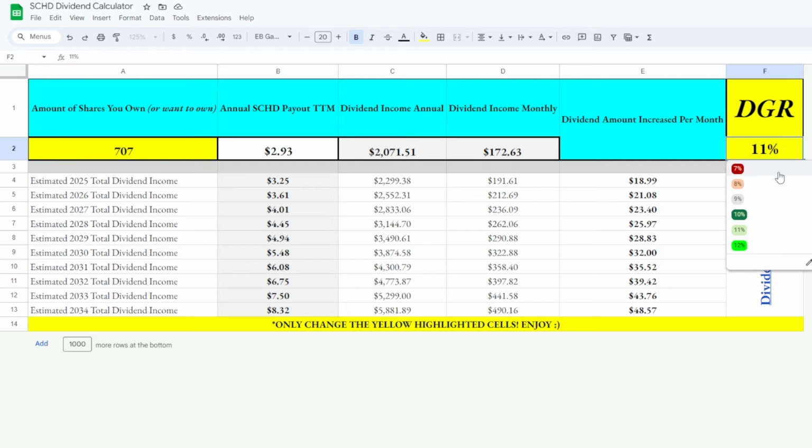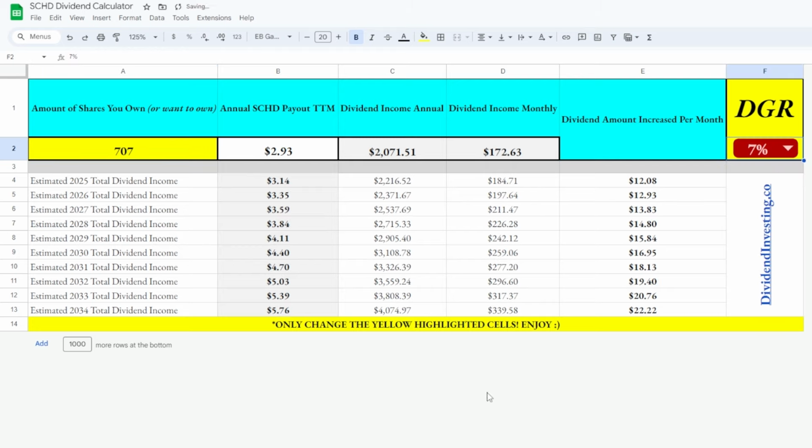Now, to be a little bit more conservative, at a 7% dividend growth rate, this is a much lower extrapolation, but still, we'd be looking at around $3.14 in the next year, trailing 12 months. And even with that, we're still looking at around $12 of dividend amount increase per month because of this dividend increase. And still, if we were to go all the way out to 2034, we're still talking $5.76 with a 7% dividend growth rate.